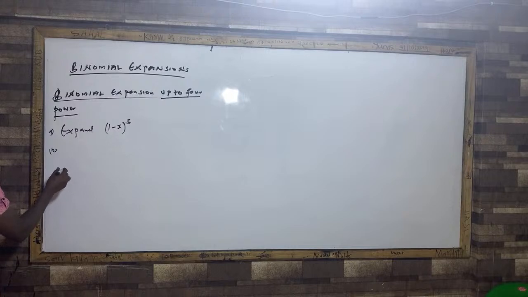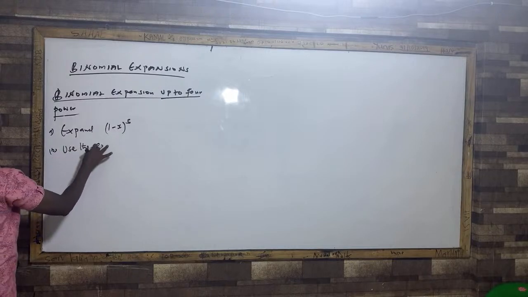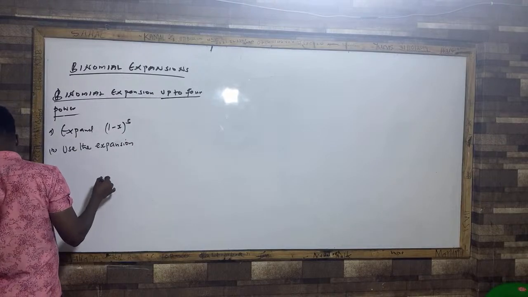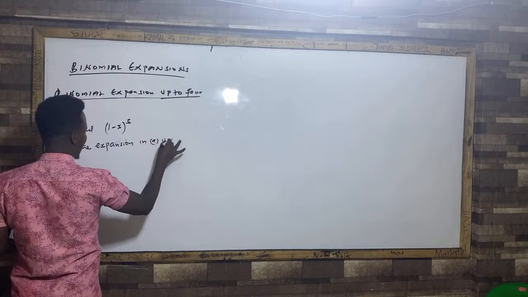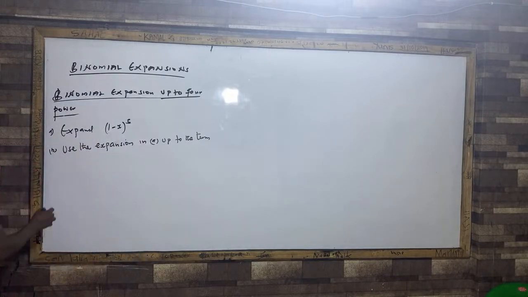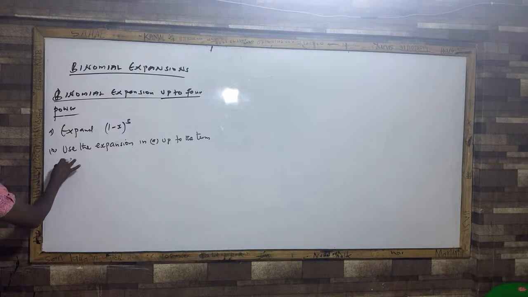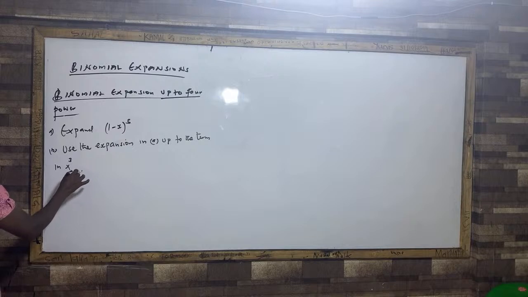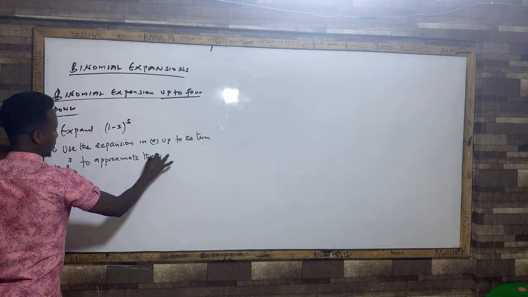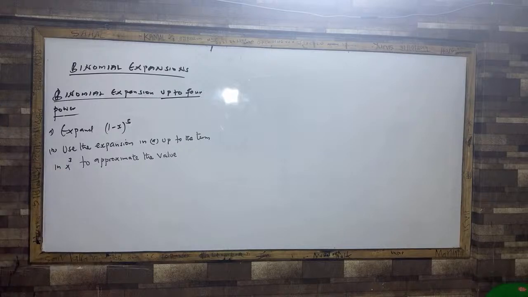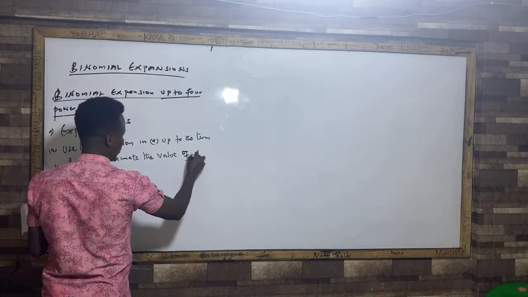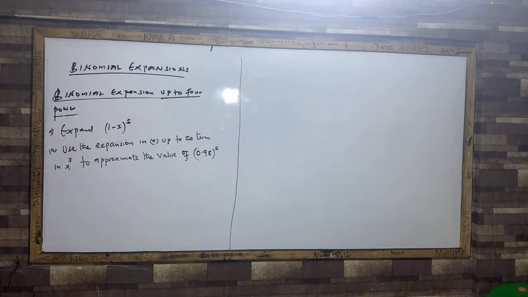Question B, you're told, use the expansion in A above, up to a term in x to the power of 3, to approximate the value of 0.98 to the power of 5.